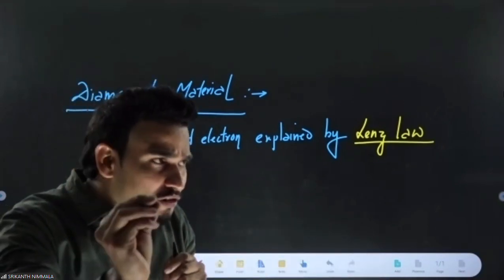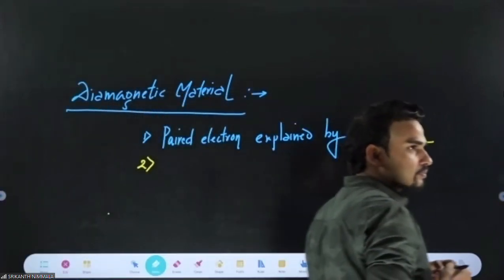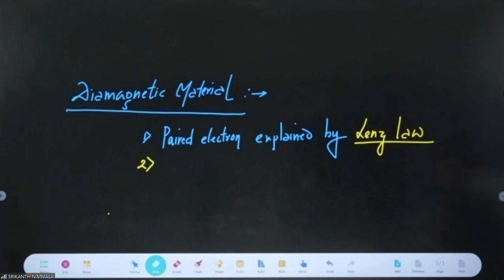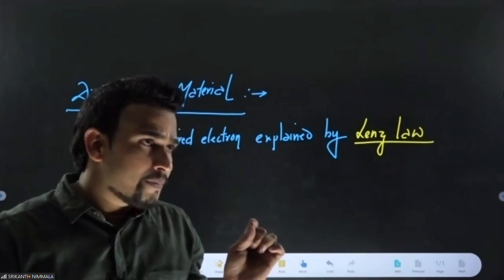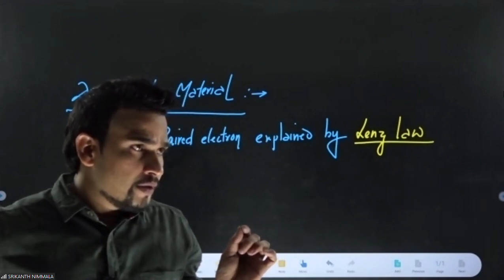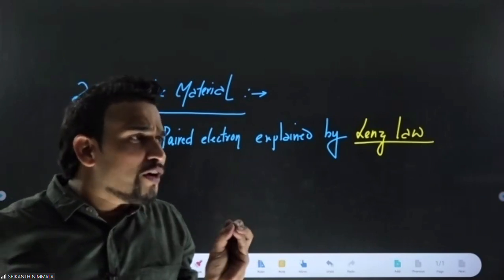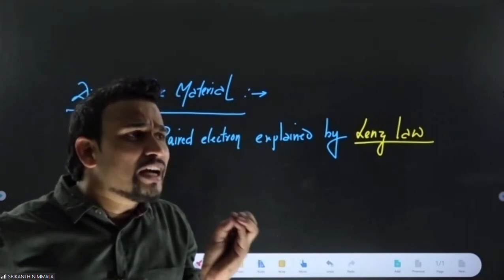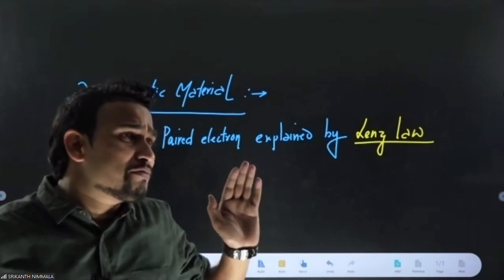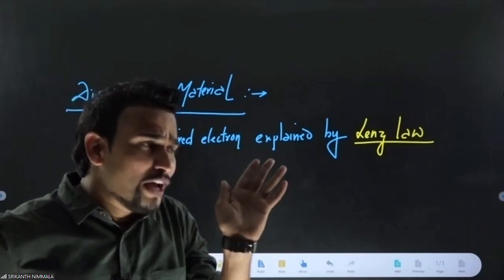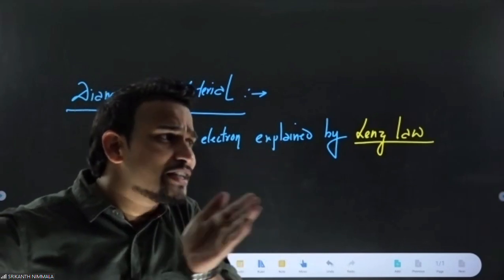And they always try to move from the strong region of field to the weaker region. In a strong field, they will suffer more repulsion now, so they will try to minimize the repulsion. Hence they always move from the strong region of magnetic field to the weaker region of magnetic field.